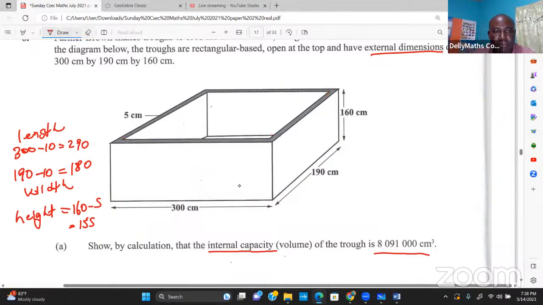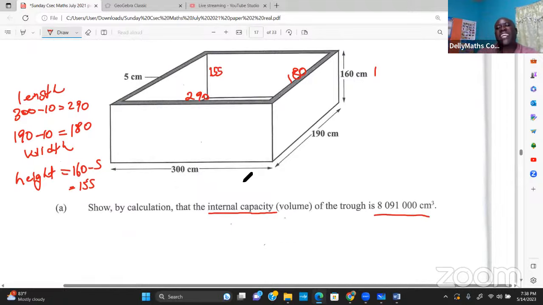Let me write them back. 290 here, 180 here, let me put it here, 155. So those are the measurements.